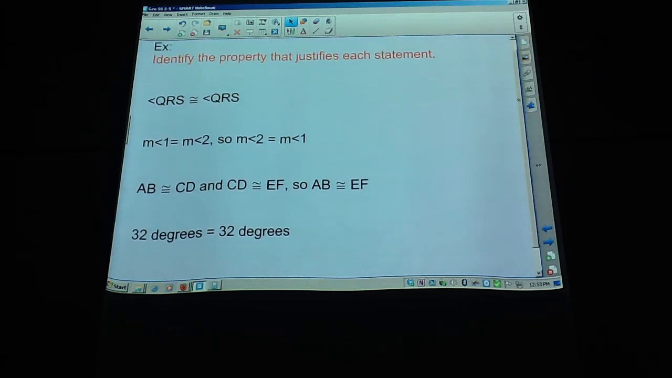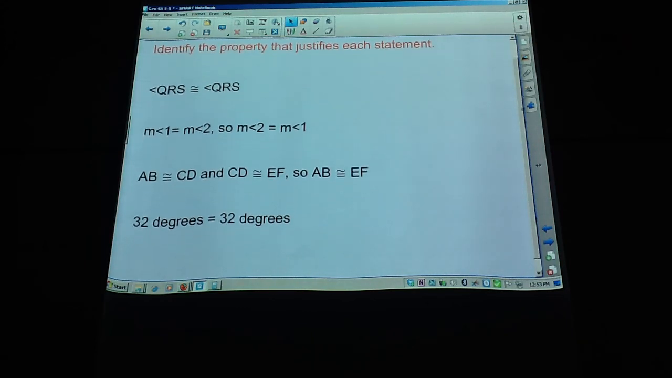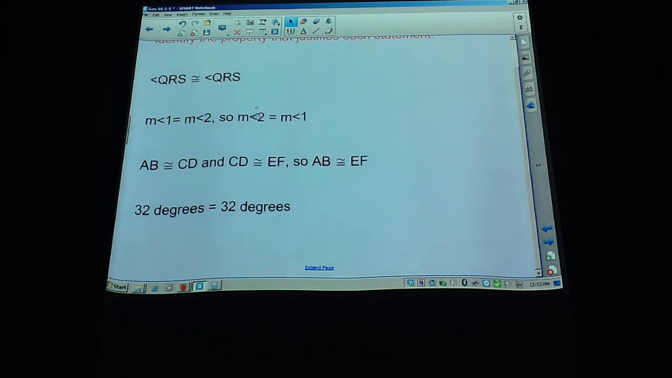Okay, we've got some examples here, which just want us to identify the properties that justify each statement. So basically we're just going to try and name the properties down here. Notice that we have the same thing on both sides. We've got a congruent symbol, so it's going to be a property of congruence. So I'm going to copy that down. And then if it's the same thing, we need to recognize that as the reflexive property of congruence.